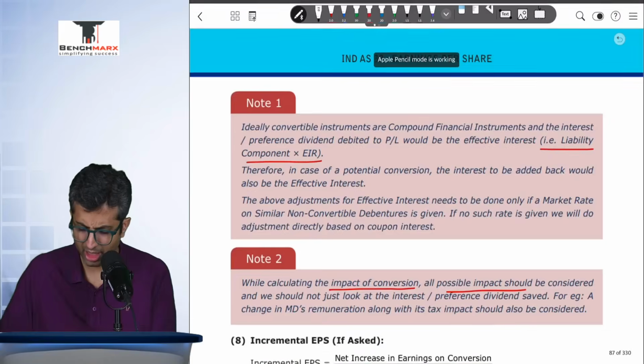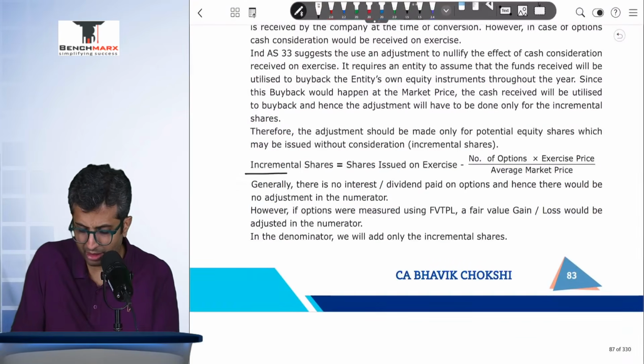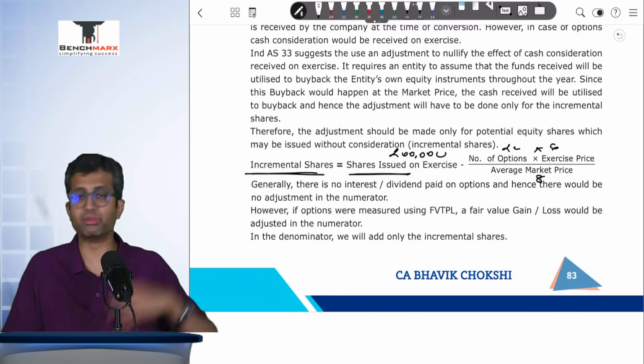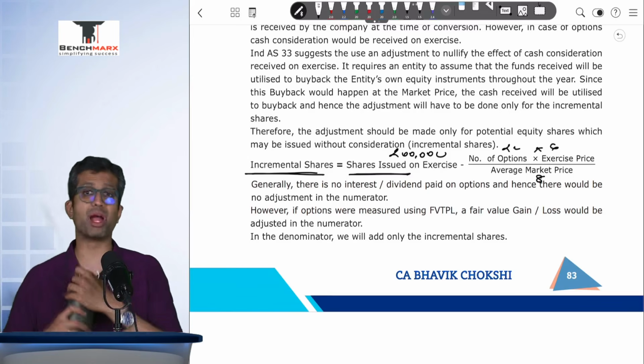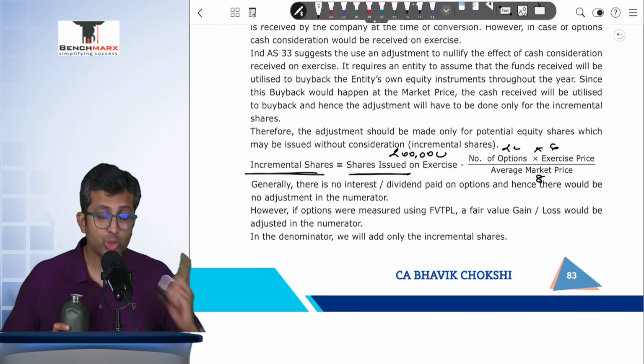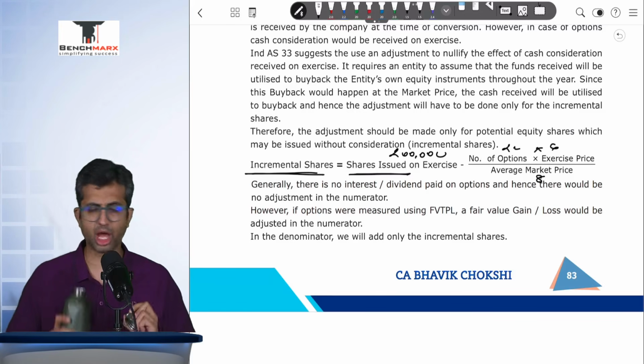So over here there is a concept of incremental shares. Incremental shares is the shares issued on exercise, in our example this was 2 lakhs, minus the number of options, which is 2 lakhs, into the exercise price of 6 divided by the average market price. I will use the 12 lakhs that I have received to buy back equity shares at 8 rupees, and hence 1,50,000 shares are bought back and 50,000 incremental shares will be there, which will be taken in the denominator. Are we clear with this?